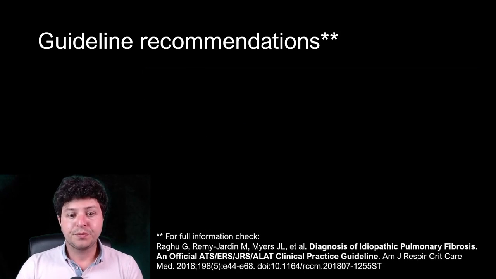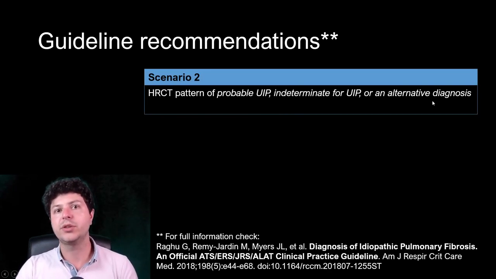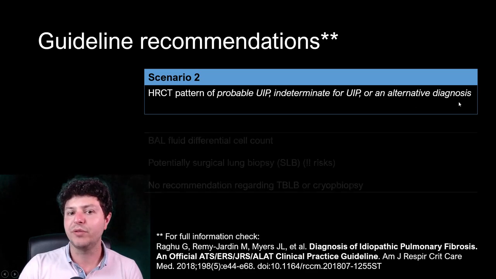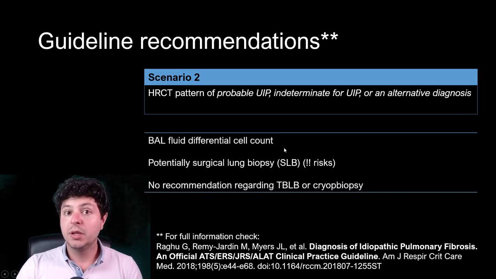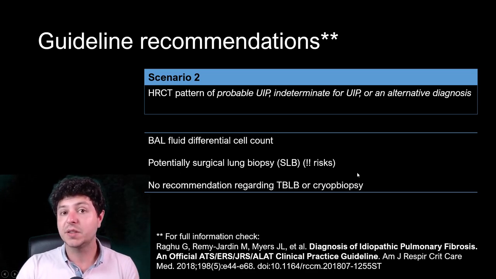Scenario 2, if you have a pattern that's not definite UIP, it's probable UIP, indeterminate, or an alternative diagnosis. That's where you need a bit more information. So you could do a bronchoalveolar lavage. You could potentially do a surgical lung biopsy, but consider the risks. It can be very risky for patients.